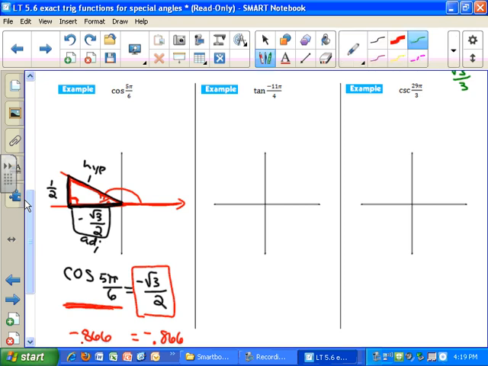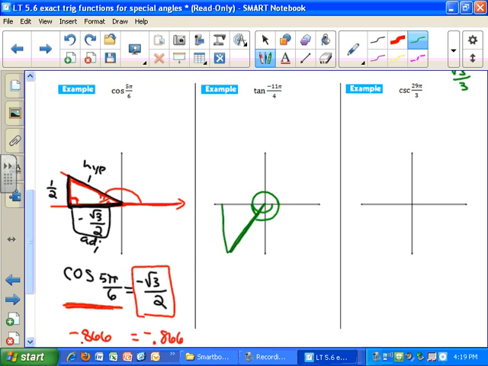Taking a look at the next one, we've got negative 11 pi over 4. 11 over 4 is more than 2, so I know I have more than one full revolution, and actually it's going in the negative direction. So one full revolution in the negative would be negative 8 pi over 4. So I still have to go another 3 pi over 4, which will take me right there.